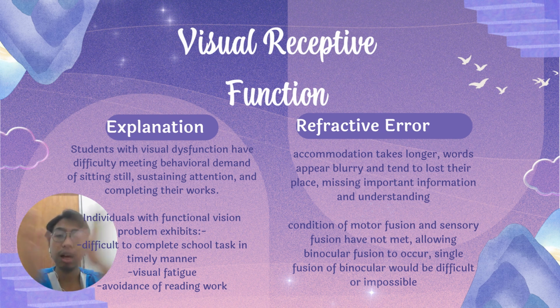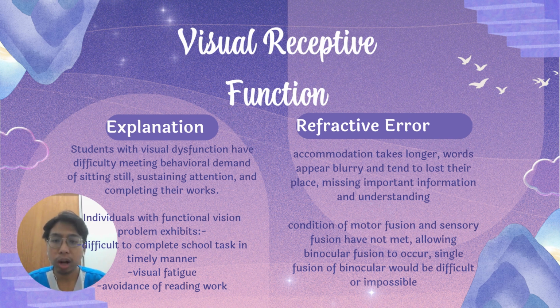The second is refractive error. Refractive error is very common among students with developmental disorder. Refractive error is mostly about blurry vision. So what happens if we have blurry vision? We cannot see things clearly. Accommodation takes longer, words appear blurry, and they tend to lose their place, missing important information and understanding. This is one example, refractive error.